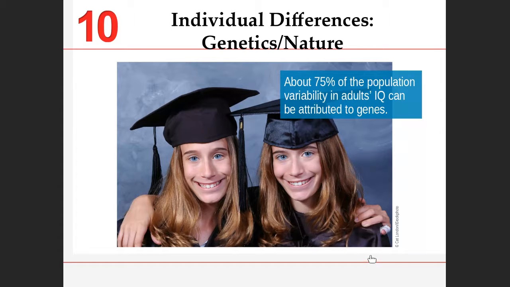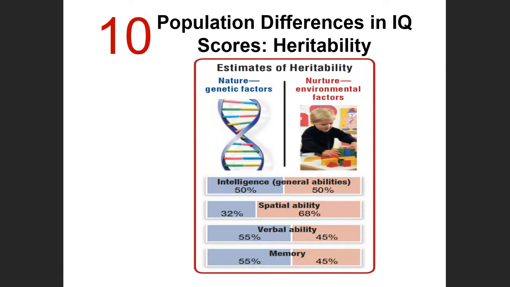But there are other psychologists who, when they look at heritability, see it a bit differently. So I'll show you this. Here we're saying these heritability rates are saying that it's 50% nature and then 50% nurture. So there's a disagreement about how much of it is nature and how much of it is nurture.